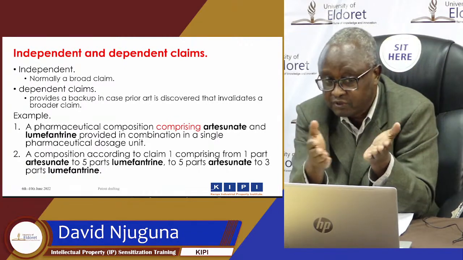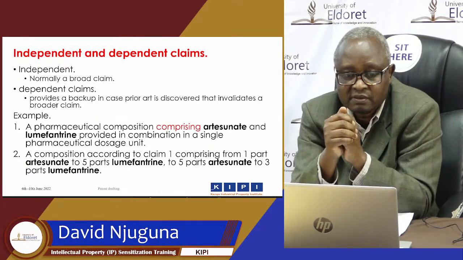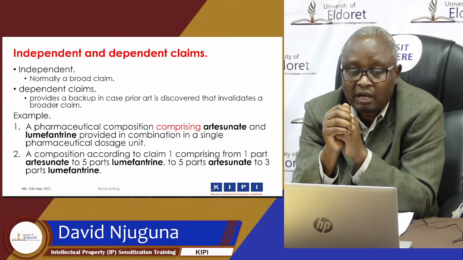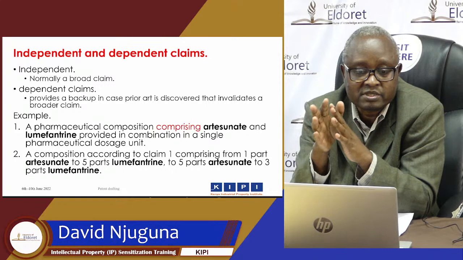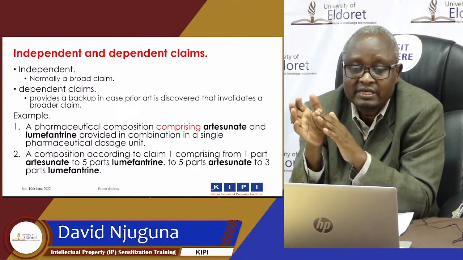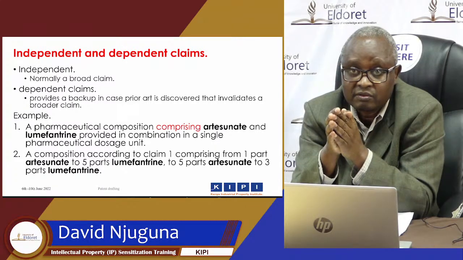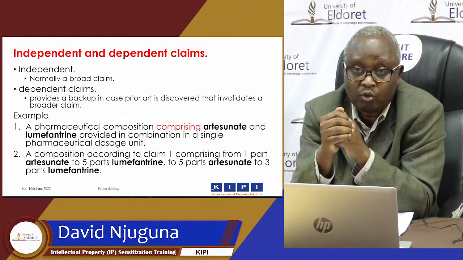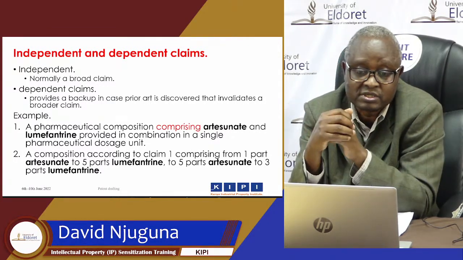So we've talked about the independent and dependent claims. Independent is standalone, and the purpose of dependent claims is to provide backup in case prior art is discovered that invalidates a broader claim. So it's just a safety net, adding more features such that you reduce the scope or remove that which the objection was raised against.